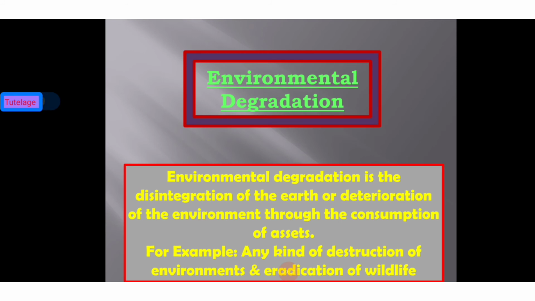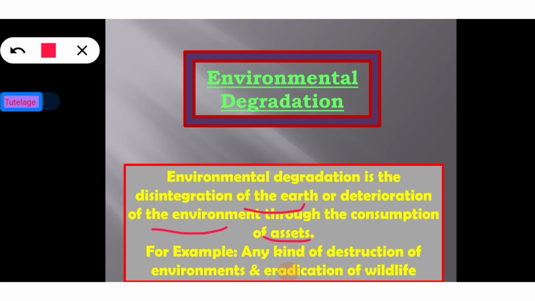Here we can see environmental degradation. So environmental degradation, basically what? Environmental degradation is the disintegration of the earth or the deterioration of the environment through the consumption of the assets, through the consumption of the capital assets. Okay, for example, any kind of destruction of environments and eradication of wildlife is an example of environmental degradation.